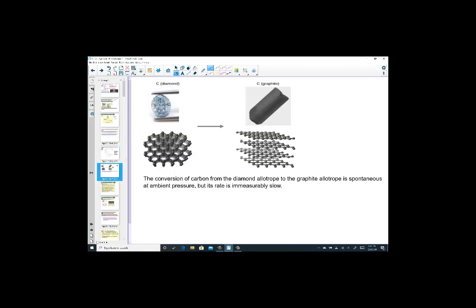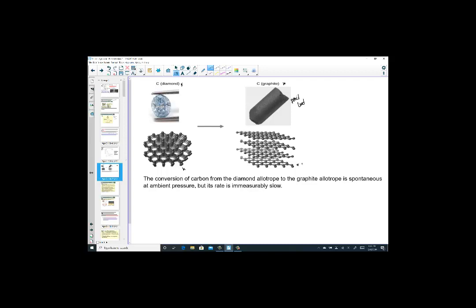And we can emphasize rate again with this graphic. Here is one of my favorite elements, carbon, in the allotrope of diamonds. Now, it is a spontaneous reaction for diamonds to turn into a different allotrope known as graphite. And this is just really a pencil lead, a piece of charcoal, coal. You can see that they are the same element. They're just organizing the atoms very differently.